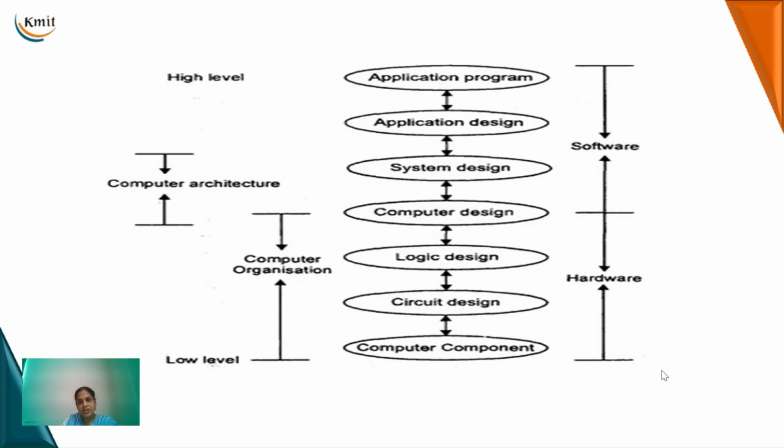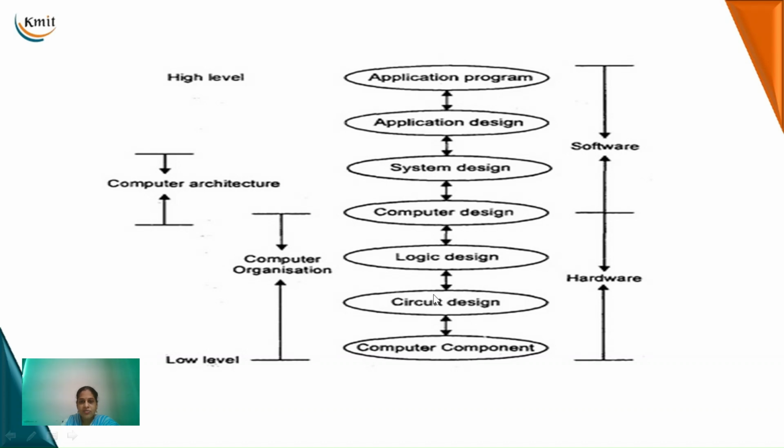So if you look at this picture, you can identify this computer components, circuit design, logic design, all these come under the hardware, whereas your system design and application programs are a part of the software. So the computer architecture is mainly concerned about the system design, where the design part of your computer system and computer design. Whereas the organization at the low level is mainly concerned about the components or the hardware parts of a computer system.